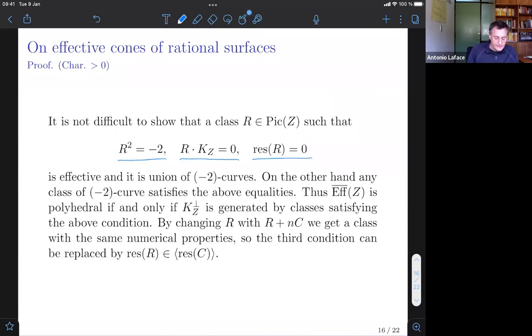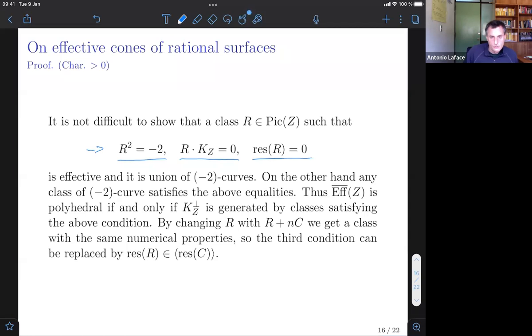The interesting thing is that one can prove that a class which satisfies these three conditions is effective. So it is a union of -2 curves because there are only -2 curves in this part of the pseudo-effective cone. The only reducible ones are -2 by adjunction. So I just have to check how many of these classes I have.